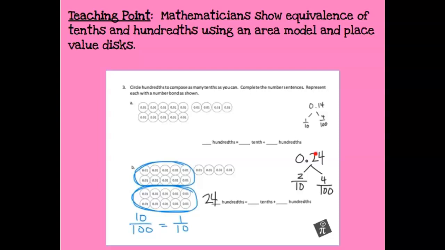We have 4/100ths left over. So we want to have students connecting the decimal form with its fractions in expanded notation. So that 2 represents 2/10, and this 4 represents 4/100ths. And now I can go back down here and I can fill that in. Hey, that's 2/10 plus 4/100ths.